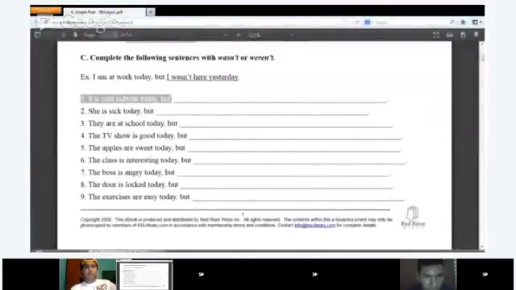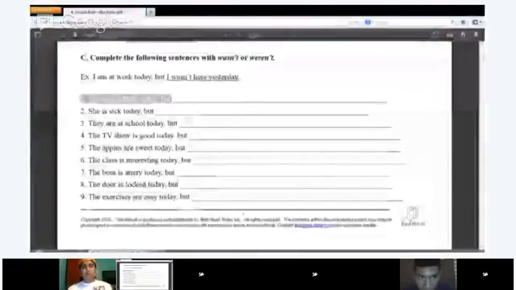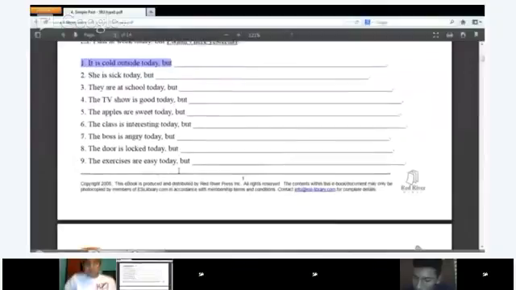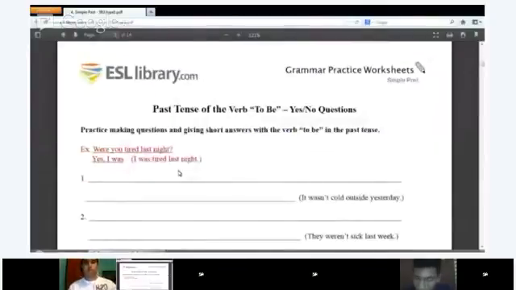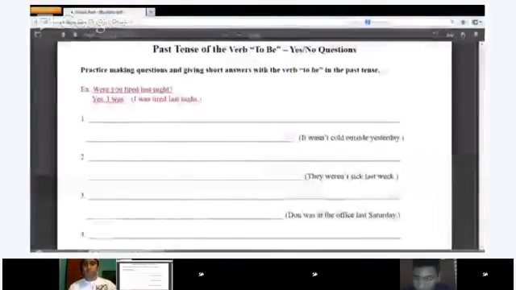Okay, and let's see. Let's go to Alvis. Number 9, please. The exercises are easy today, but they weren't easy yesterday. Yes, but they weren't easy yesterday. Excellent job, you guys. Okay, so let's go ahead and move on to our next example. Class, are there any questions up till this point? Do you have any questions for me?